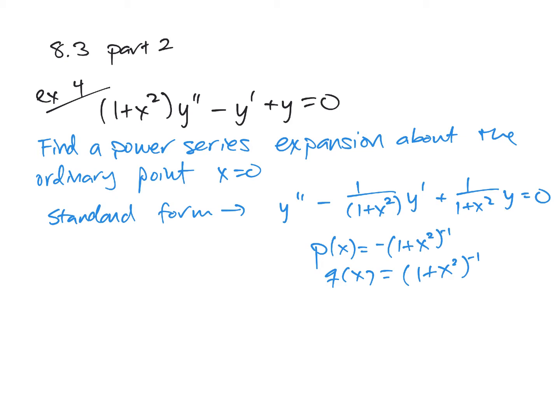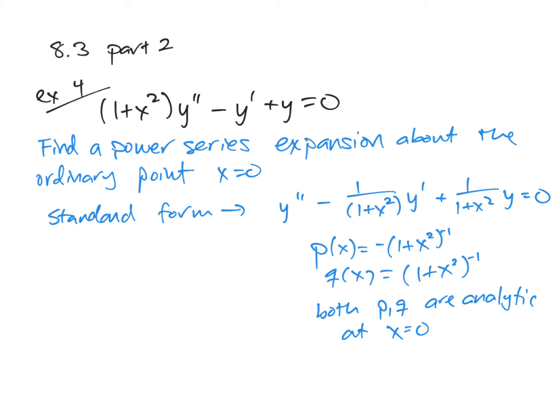So both of these, both p and q, are analytic at x equals 0. Because analytic functions, remember, are functions that you can represent as a power series, and that includes all of our polynomials, all of our sine functions, and all of our rational functions, as long as the denominator is not equal to 0. But if you plug in x equals 0, you get 1 in the denominator. So both p and q are analytic, therefore we know we can do a power series expansion at this point. Okay?